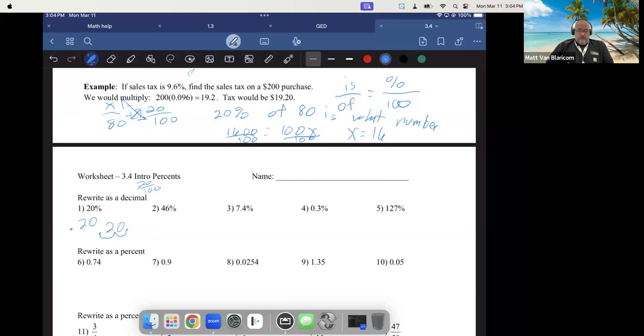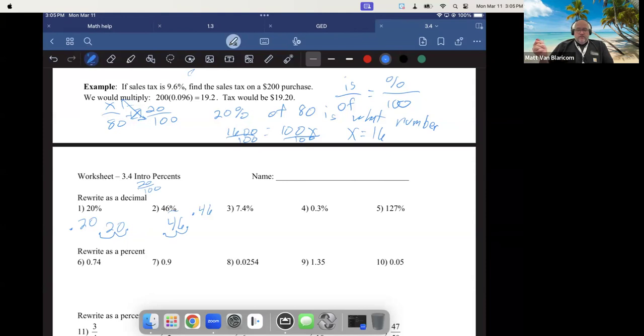The same goes here. I've got 46%. I'm going to write 46 point. I can do 0.0, I don't have to. But I'm going to move that 2 places. And when I do, I get 0.46. Now here's where we start into things that people sometimes struggle with.